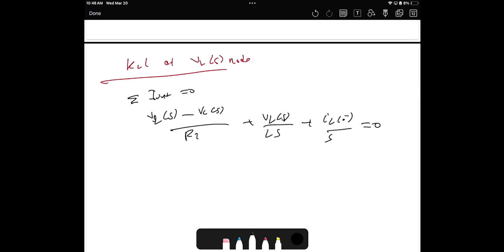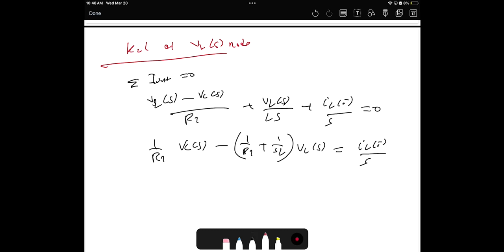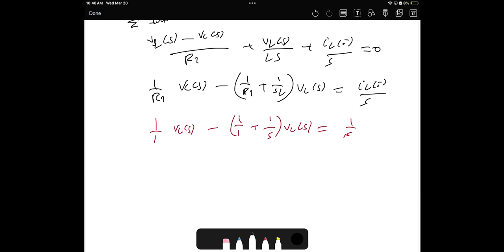Then I can simplify it more by making the process of 1 over R2 VC of S minus (1 over R2 plus 1 over SL), all of the VL of S equal IL of 0 negative over S. Now I can substitute the values: 1 over R2, which is 1 over 1, VC of S minus (1 plus 1 over S) VL of S equal to 1 over S. So as a result, this yields VC of S minus (1 plus 1 over S) times VL of S equals 1 over S.